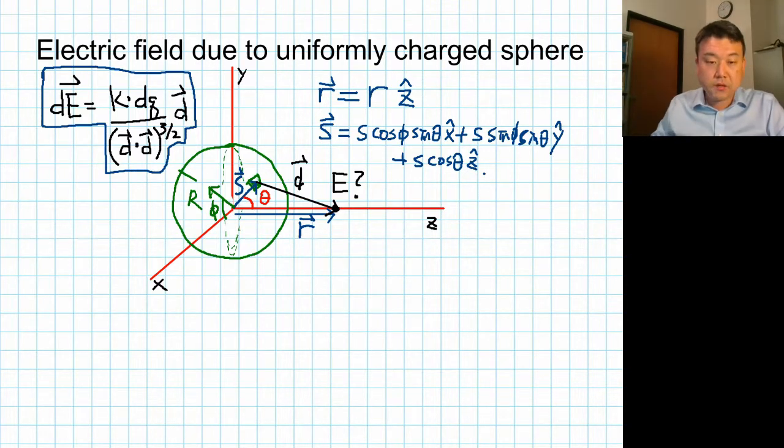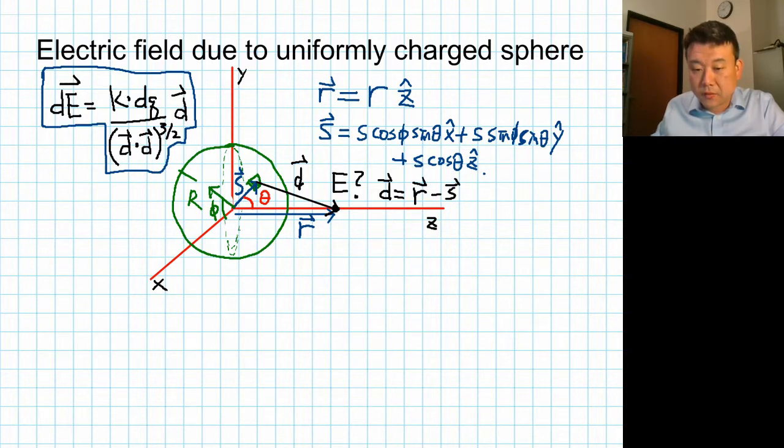We need an expression for d. This figure gives the best way to get at d. D is the vector connecting the tip of s to r, which means we can say that the vector d is given by the difference between these two vectors. So it should be r minus s. I know this is correct because if I add this back to s, then I should get r. That's what you see. S plus d gives you r. All right, so that's d.